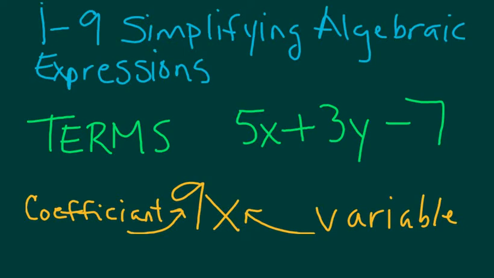1-9, simplifying algebraic expressions. Some things you have to know first. Here is an algebraic expression, 5x plus 3y minus 7. 5x is called a term. 3y is called a term. 7 is a term. So in this there are 3 terms.